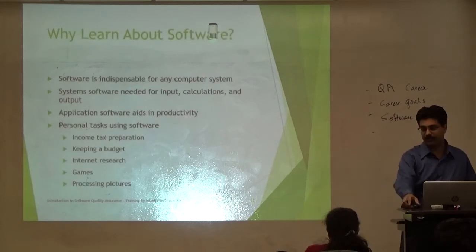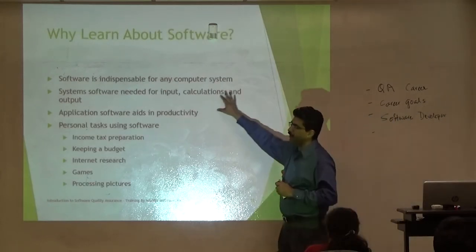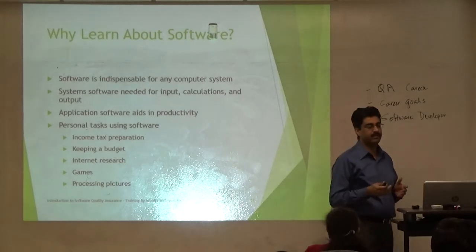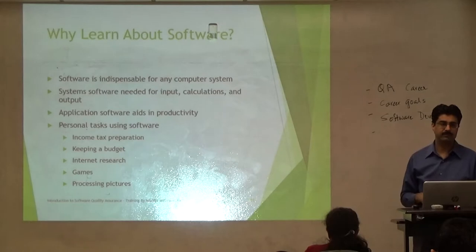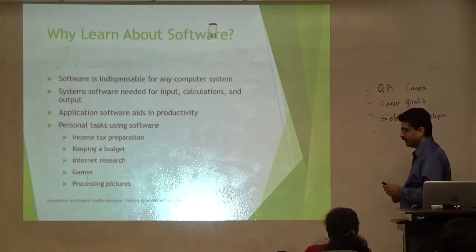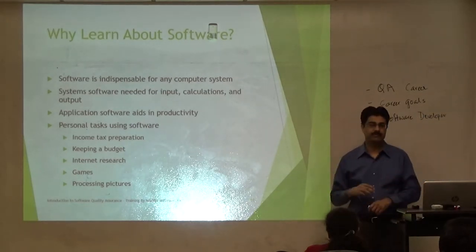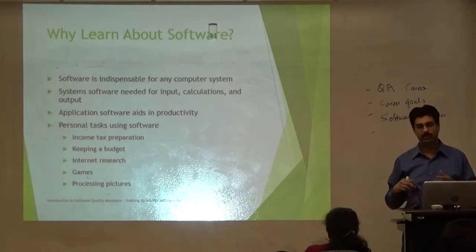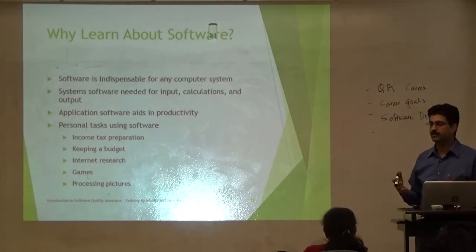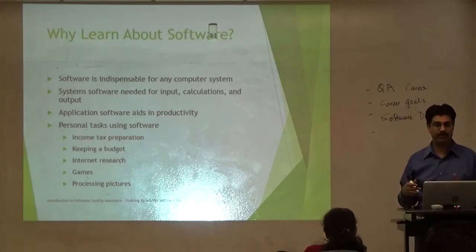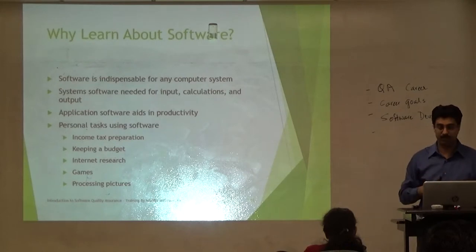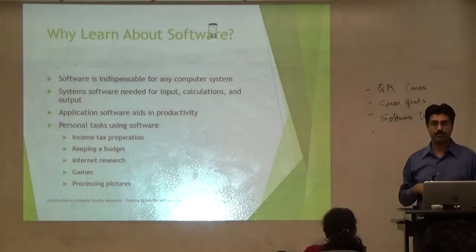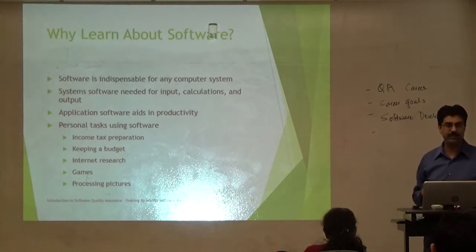Why do we learn about software? If you turn around today, everything that you do has some sort of software associated with it. For example, if you go to a grocery store to buy something, there are software systems associated with it. There's inventory happening, and the logistics of how those things get shipped to the store or to you. When you go to the counter to purchase it, there's software associated with it, called a point of sale system.